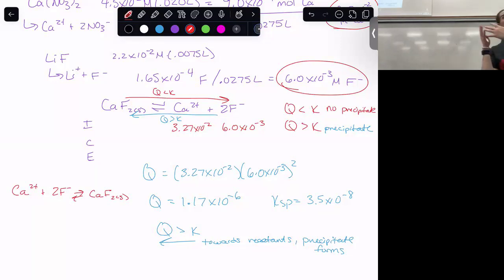But we need to remember that KSP is always going to be solid breaking apart into ions. So we need to compare to the correct chemical reaction that's happening. And so in this case, Q is less than K is not for this one, but for calcium fluoride splitting apart into the calcium 2 plus and 2F minus ions.